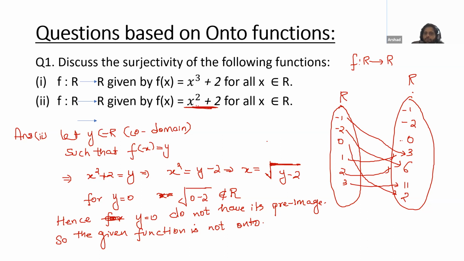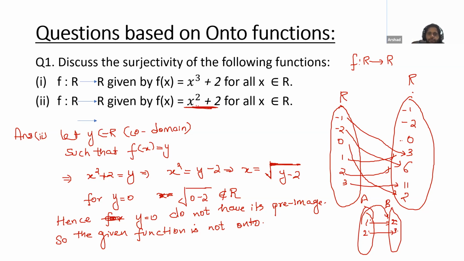Pre-image means the value should not be the same. Suppose this is A and this is B. 1 is associated with 2, and 2 is associated with 3. Then we will say 2 is the image of 1, and 3 is the image of 2. 1 is called the pre-image of 2. So 2, 3 are called the images and 1, 2 are called the pre-images.